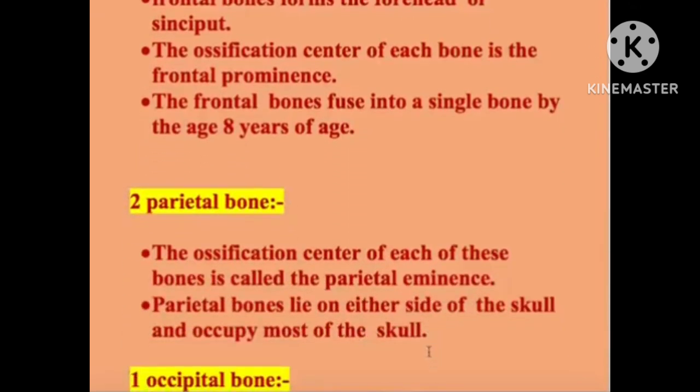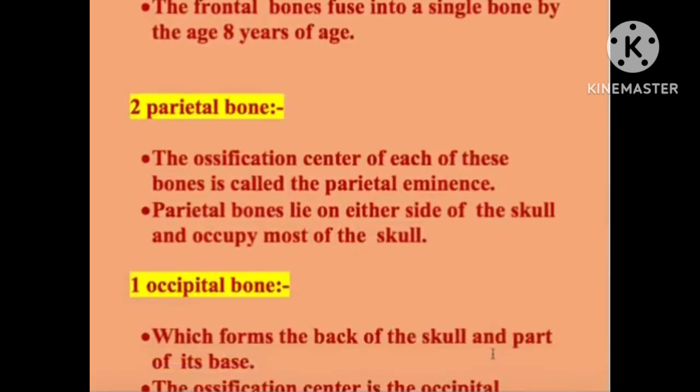Next are the 2 parietal bones. The ossification center of each of these bones is called the parietal eminence. The parietal bones lie on either side of the skull and occupy most of the skull. So the 2 parietal bones and 2 frontal bones are present.